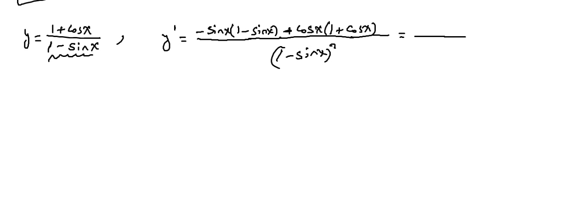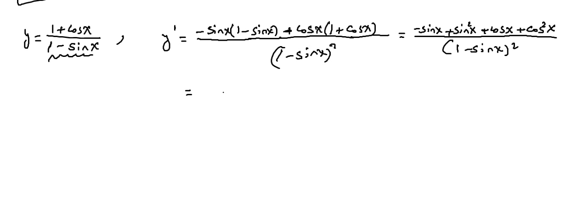equal minus sine x times 1 minus sine x, minus times minus plus sine x times sine x is sine squared x, plus cosine x times 1, it's cosine x, plus cosine x times cosine x, it's cosine squared x, over 1 minus sine x to the power 2.